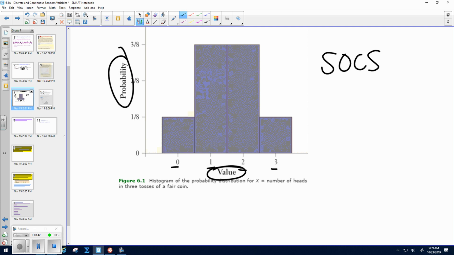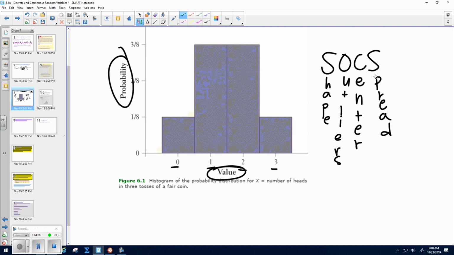So what does S stand for? Shape. This would be symmetric. You can also have skewed left or skewed right. Then we would say outliers. This one I probably just wouldn't even address, or you could say none. And C would be center. And the last S would be spread. You can talk about your range.